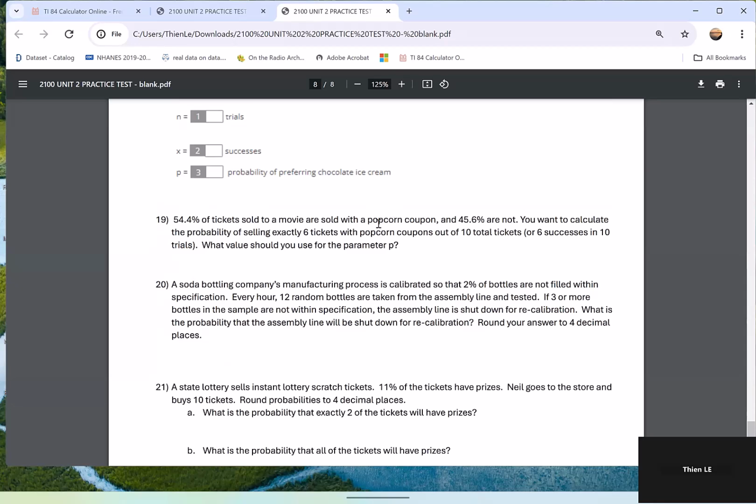54.4% of tickets sold to a movie are sold with a popcorn coupon, and 45.6% are not.